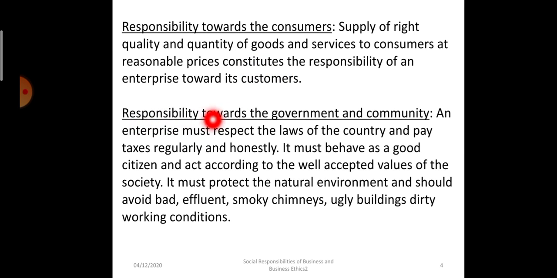Now, responsibility towards government and community. The business has to work under the framework provided by the community and government. So it should respect the law of the country and pay the taxes regularly. It should behave as a good citizen and abide by the laws and accepted values of the society. And it should also take all necessary steps to protect the natural environment and avoid releasing harmful gases or chemicals into the water and air.